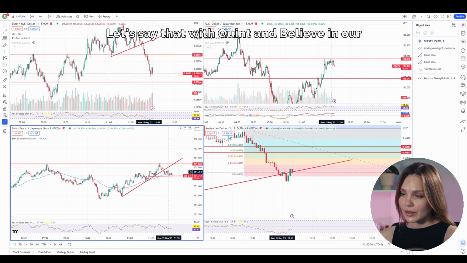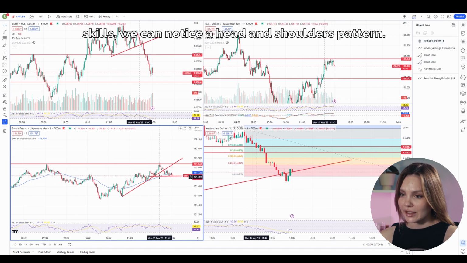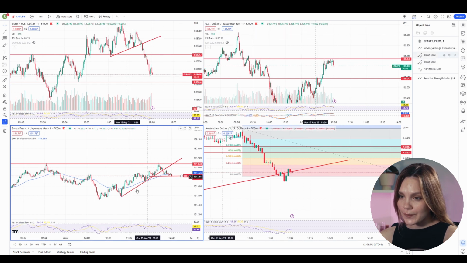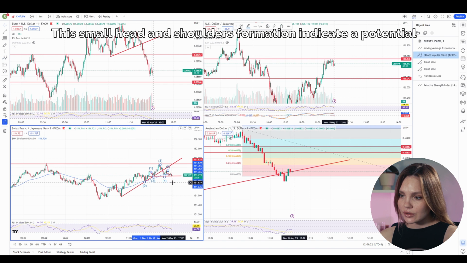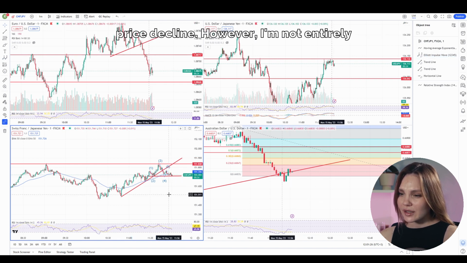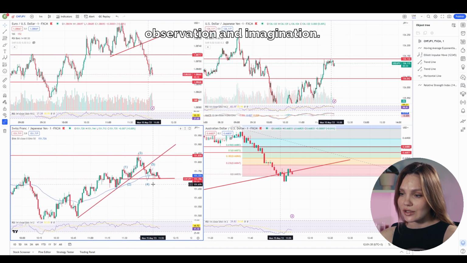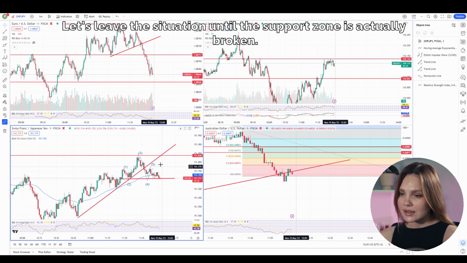Let's say that we squint and believe in our skills, we can notice a head and shoulders pattern. I'll show it on the chart now. This small head and shoulders formation indicates a potential price decline. However, I'm not entirely confident in the situation because it requires close observation and imagination. Let's leave the situation until the support zone is actually broken.